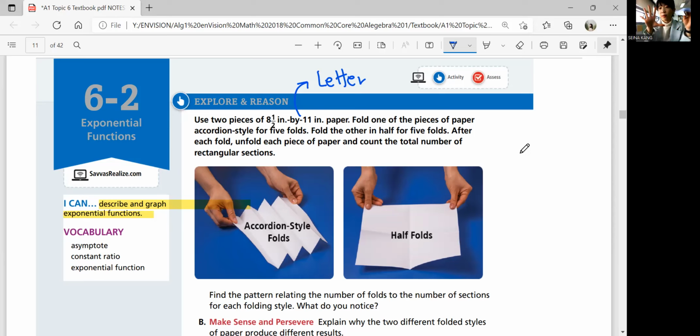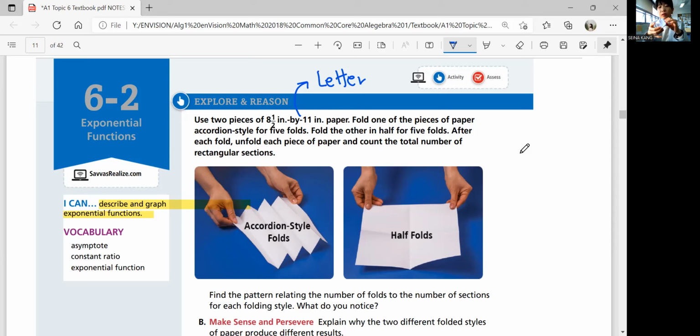1, 2, 3, 4, and 5. Okay, 5 folds. You're gonna fold it 5 times. This is accordion style folding. Another paper, you're gonna fold half in half every time for 5 folds. So we're folding 5 times for each paper, but this paper, you fold it half, then fold it half again, 5 times, okay?